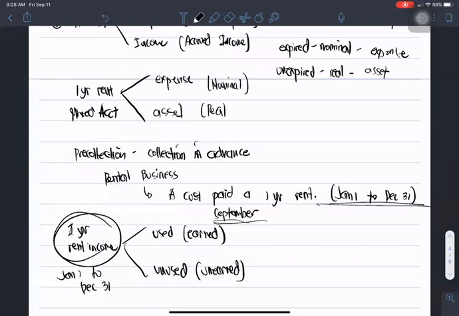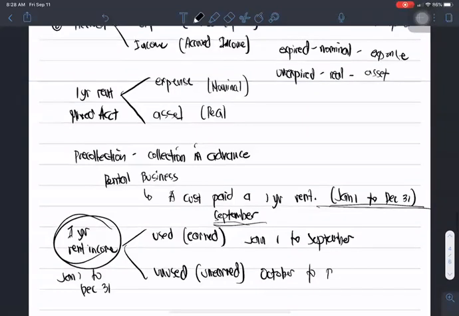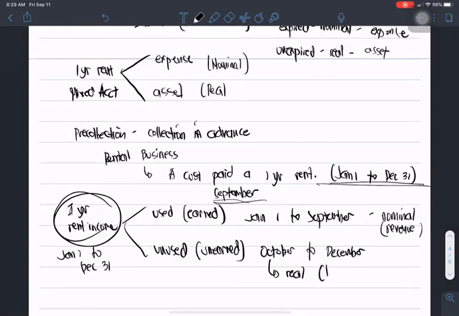How much is the earned? That is from January 1 to September. How about the unused? That is October to December. So it means, guys, that here in a pre-collection, although you have collected it, it is a mixed account. Why is it a mixed account? Because it is composed of a real and a nominal account. The earned is the nominal. We call this your revenue or rent income. The unused here is the real account. We call this your liability.